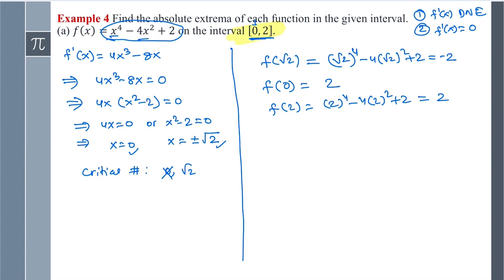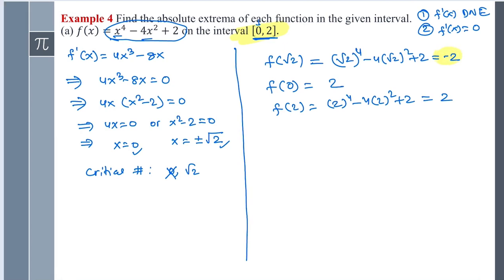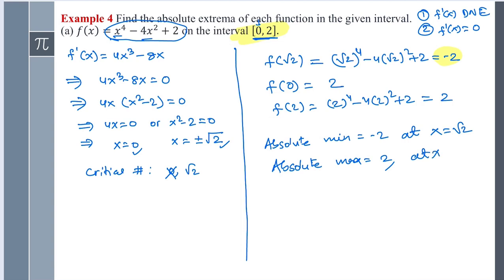So now we have the absolute minimum clearly at this point here. This is the absolute minimum. So the absolute minimum is negative 2, and it occurs at x equals square root of 2. Okay, and then absolute max, we have two absolute max, that is 2. So one occurs at x equals 0 and the other one occurs at x equals 2. So we have two absolute max.